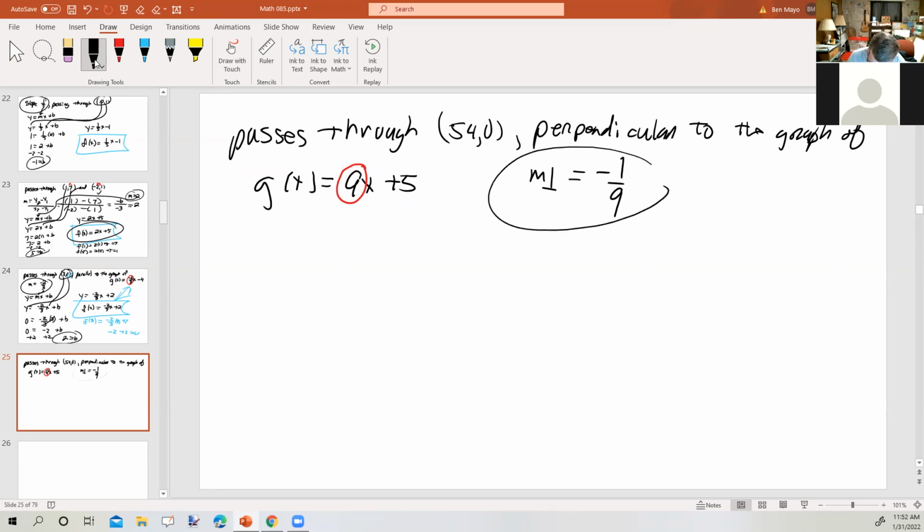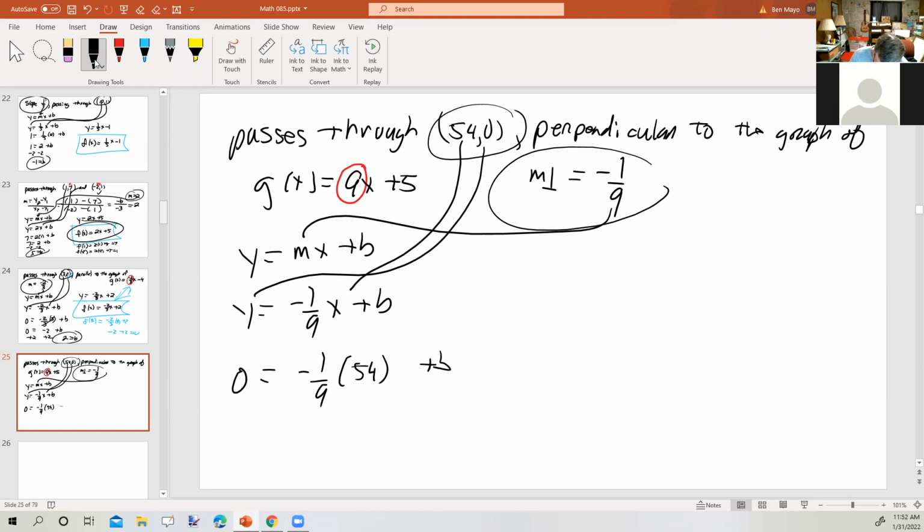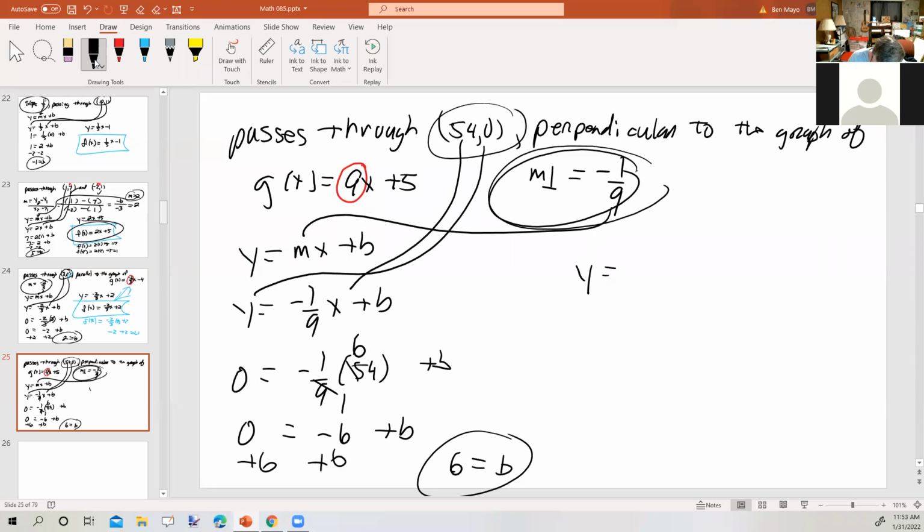So now I've got the new slope and the point. y equals mx plus b. y equals -1/9 x plus b. x is 54, y is 0. 0 equals -1/9 times 54 plus b. 9 goes into 54 6 times, so -6 plus b. Add 6 to both sides, 6 equals b. So I've got my new slope and my y-intercept. y equals -1/9 x plus 6. f(x) equals -1/9 x plus 6.